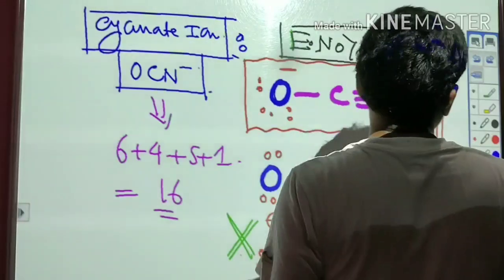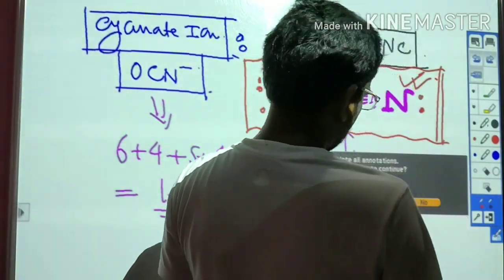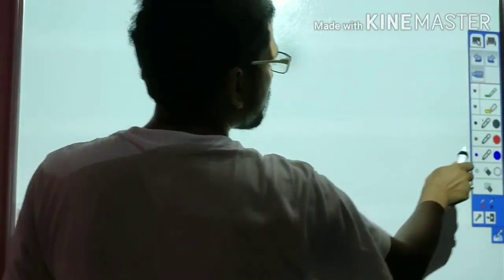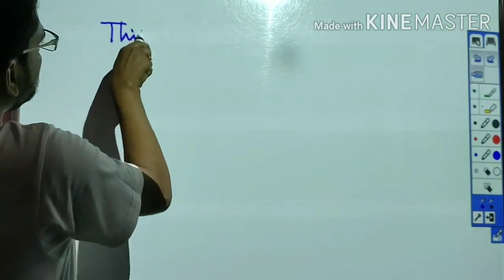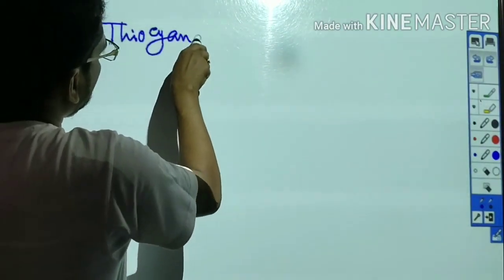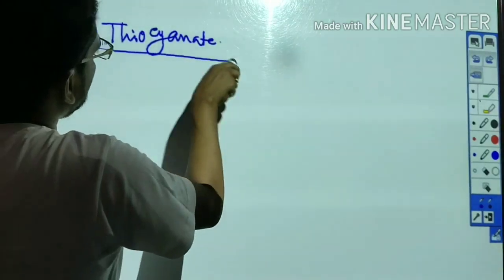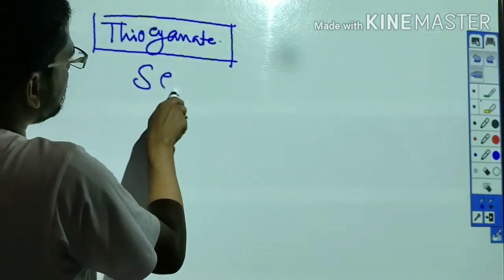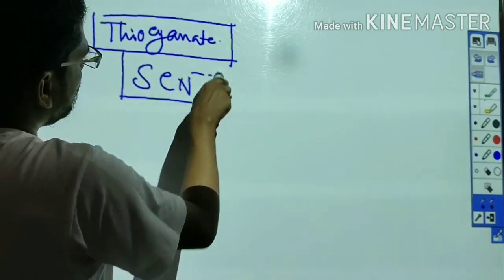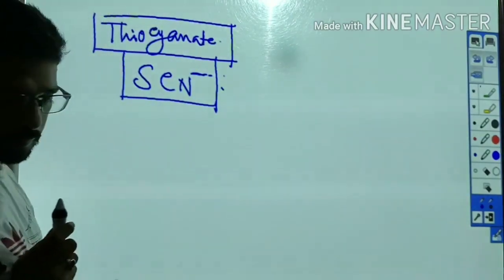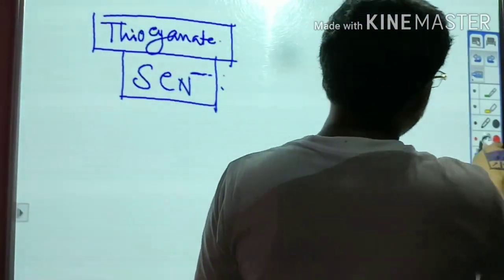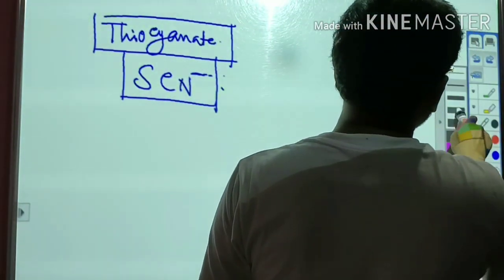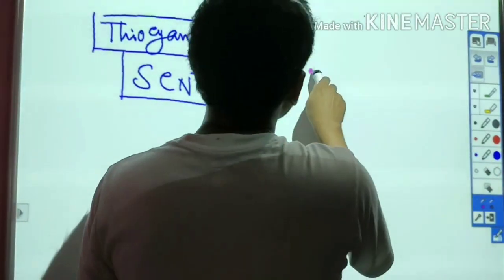Now let me show you the Lewis structure for thiocyanate. What will be the Lewis structure for thiocyanate? Thiocyanate means SCN minus. Okay, if you follow my formula, then you will get the structure like this.